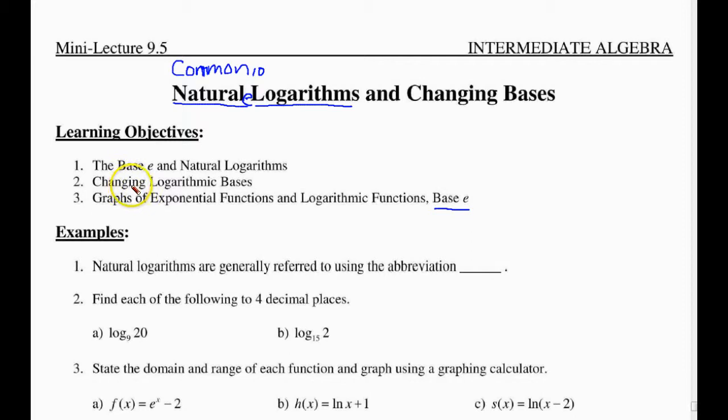We'll talk about changing logarithmic bases. And then we're going to do some graphs. And since I have this online graphing calculator, that's what we'll use. It gives us some really sharp graphs. Basically, you don't do a lot of graphing by hand, but you do selecting which graph it is, so you have to sort of match them up.